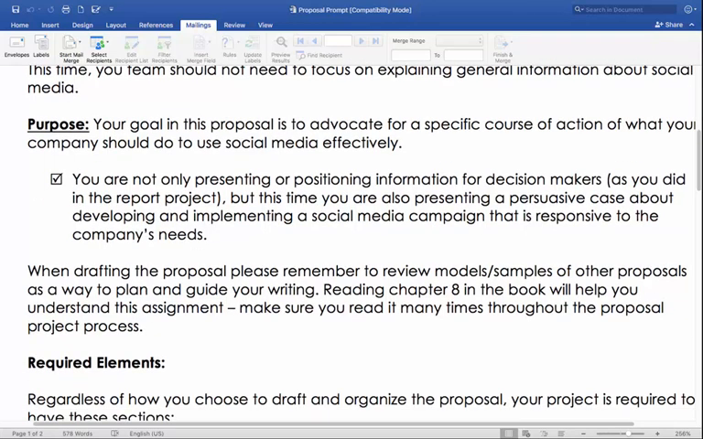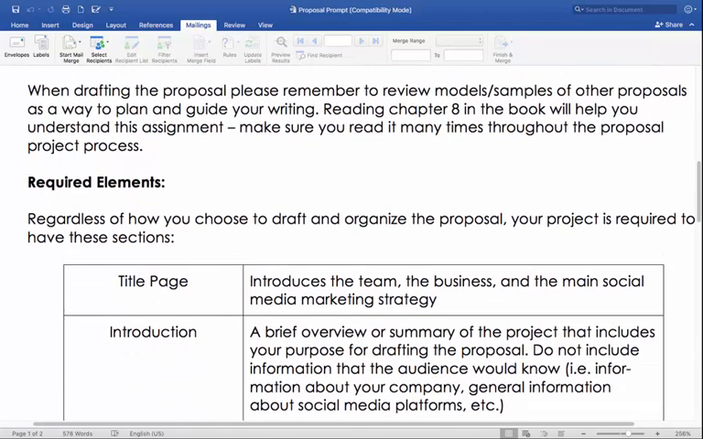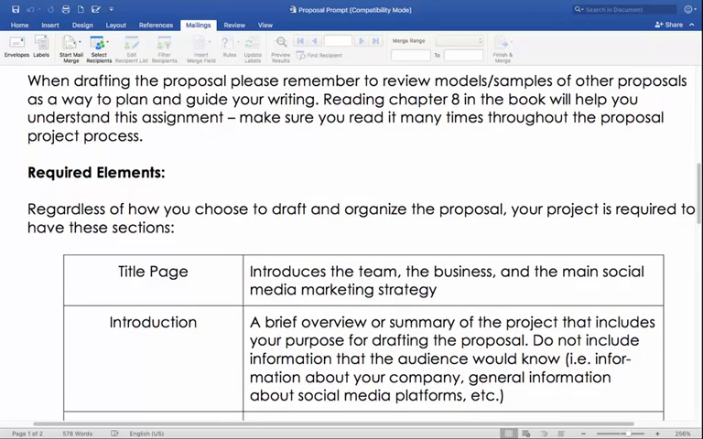Again, your goal is to advocate a specific course of action, and then say why you think that we should do this. Chapter 8 in the book is going to be really helpful, and you're also going to want to look over the models and samples that I'm going to provide for you.